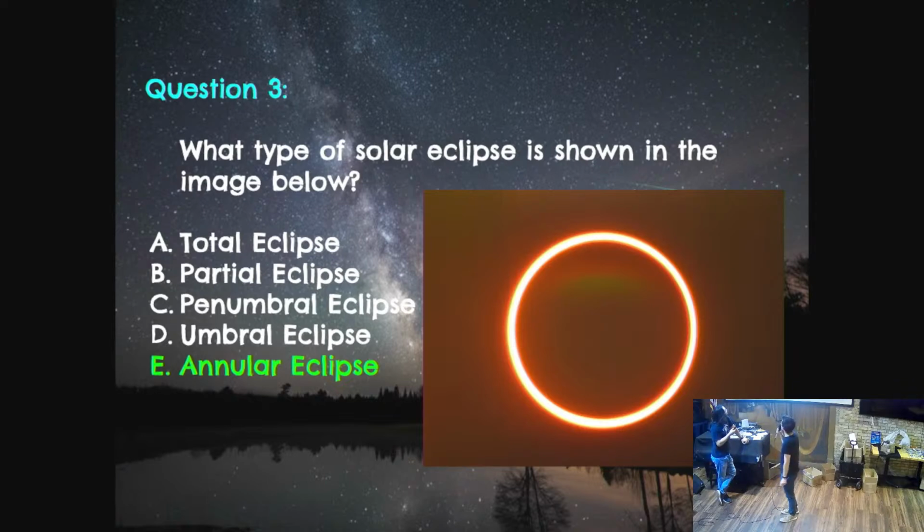Of course, we also have a total eclipse coming up, but this is not what this is. Question 4. I don't remember what it was.